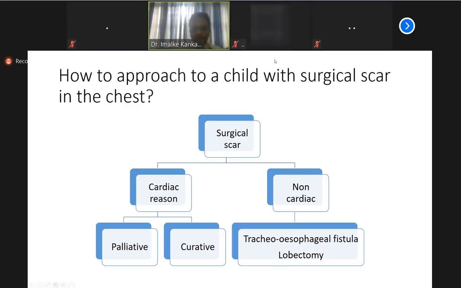So probably I will not be able to answer your chats. We are running out of time. I have to finish this in half an hour. So cardiac lesions could be palliative surgeries or curative.